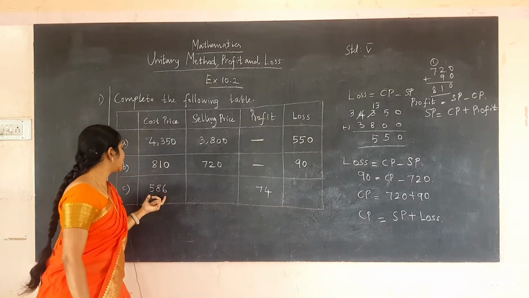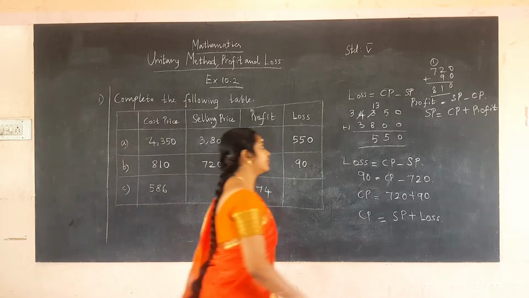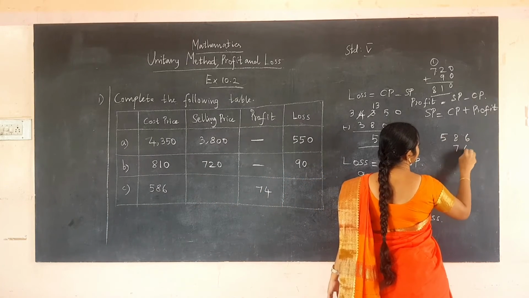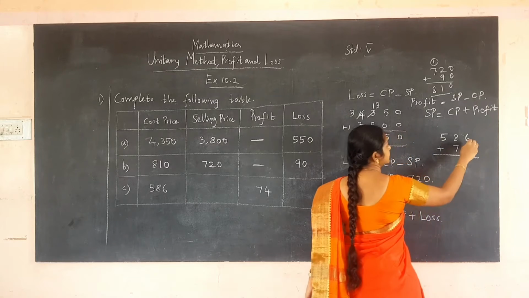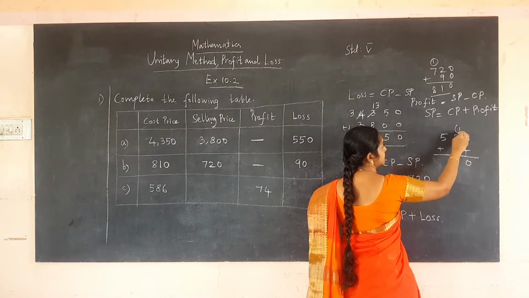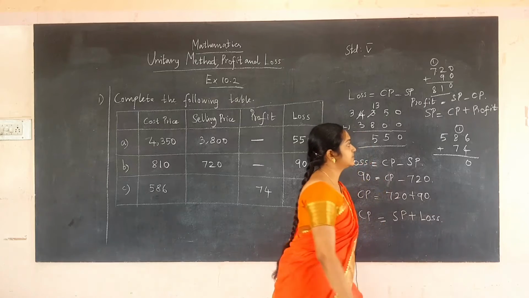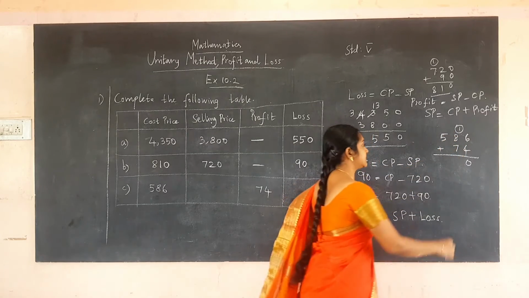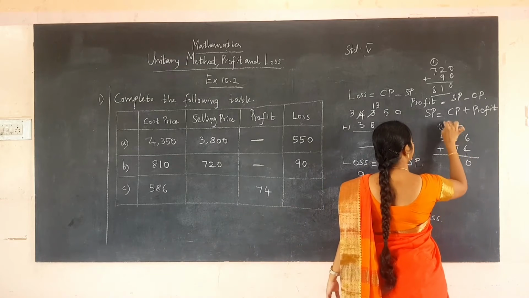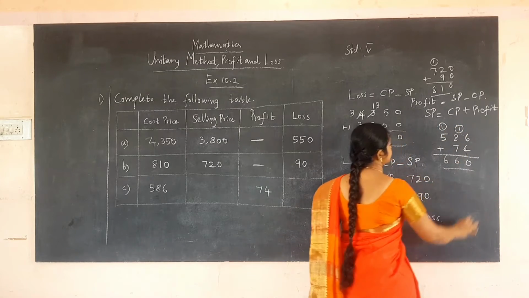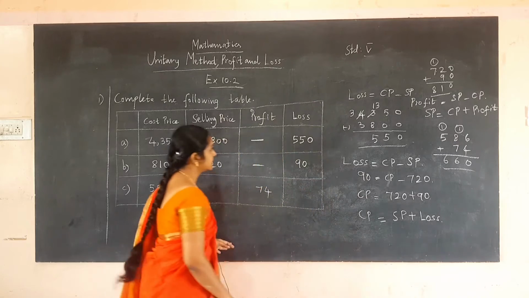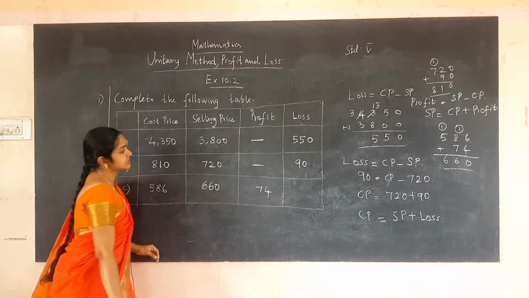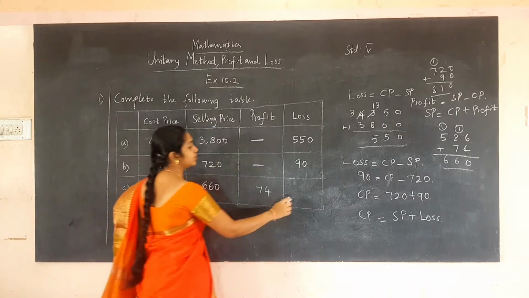So add 586 and 74. 6 plus 4 is 10, 1 is carried to the next place. 7 plus 1 is 8. 8 plus 8 is 16. 5 plus 1 is 6. So the answer is 660. So the selling price is 660 and there will be no loss.